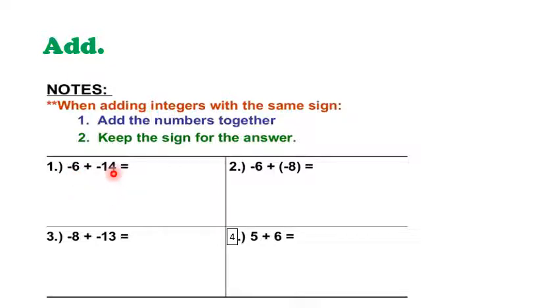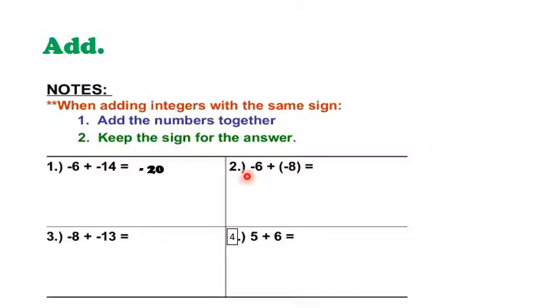So I will add 6 plus 14 and find the sum, and write the same sign. That means I will write negative sign. And the answer will be negative 20.